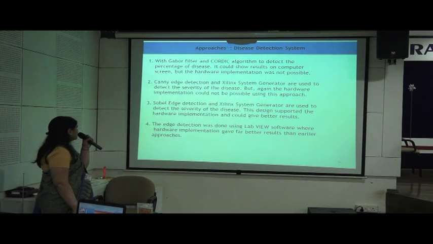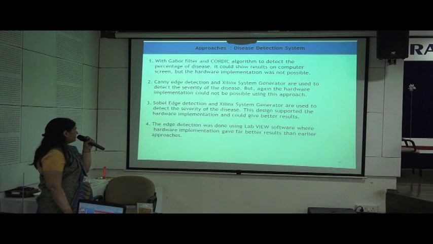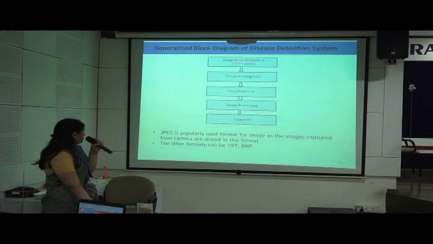The third approach was Sobel edge detection and Xilinx System Generator used to detect the severity of the disease. This design supported the hardware implementation and could give better results. And the fourth was using LabVIEW software, where the hardware implementation gave far better results than earlier approaches.